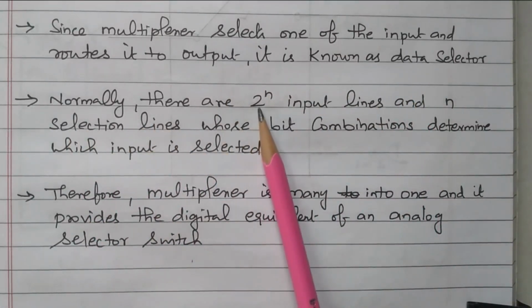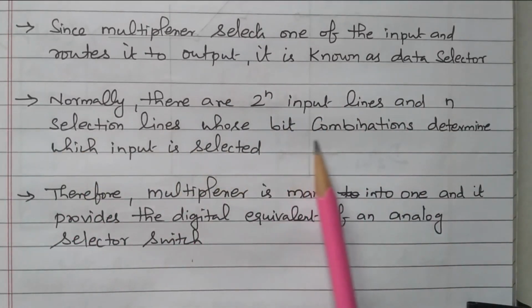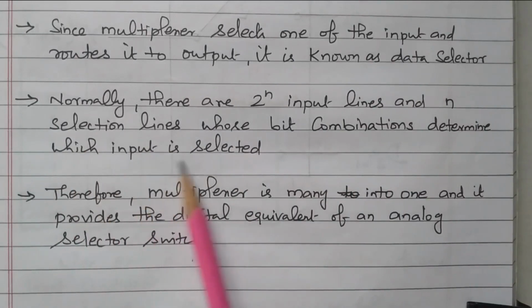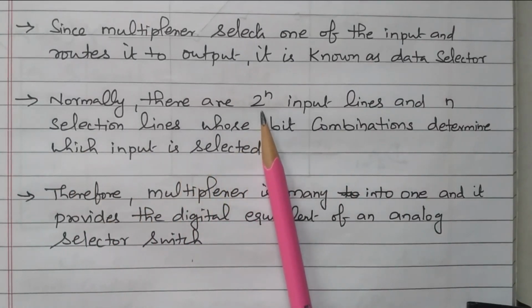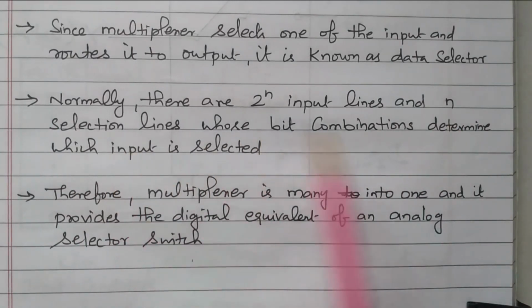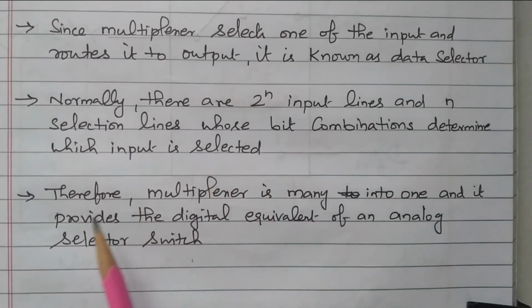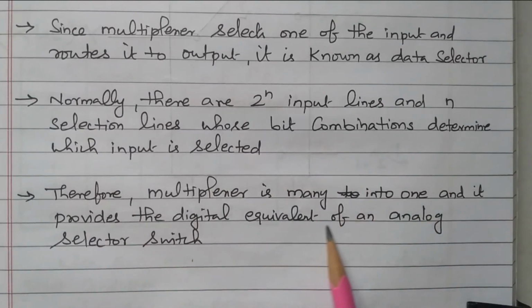Normally there are 2 to the power n input lines and n selection lines whose bit combination determines which input is selected, right? So 2 to the power n inputs, 1 output, and n number of selection lines are available. Based on the n selection lines, the combination will select the particular input. We discussed n equal to 2. Therefore, a multiplexer is a many into 1, and it provides the digital equivalent of an analog selector switch. It is an analog selector switch, many into 1, right?